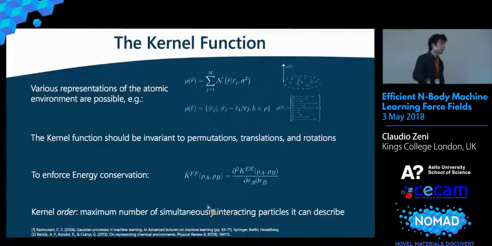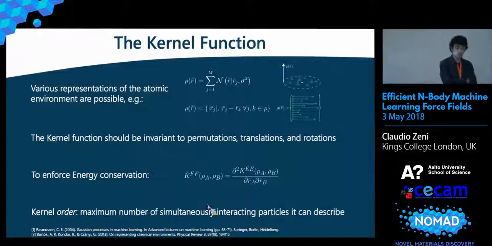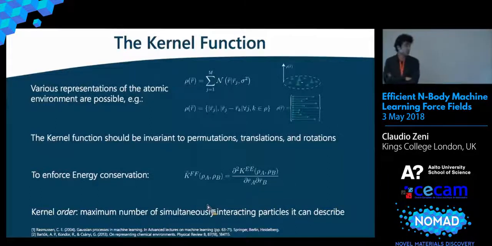But there are other representations which are also valid. For example, we can use a set of distances, a set of angles. The choice depends on the kernel function. This kernel function, as already said, should be invariant to permutations, translations, and rotations of the system, because if we rotate the system, the energy does not change. The force changes covariantly, so if we rotate the system, the force rotates accordingly.